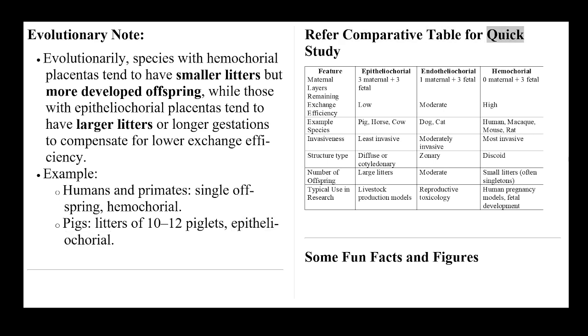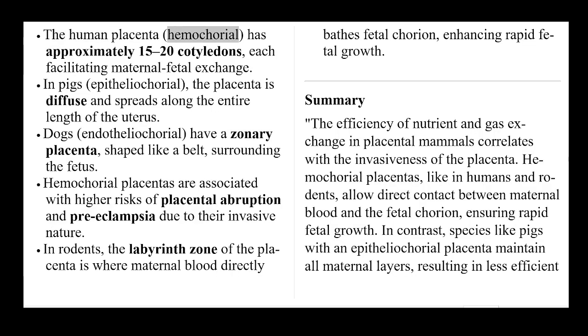Refer to the comparative table for quick study. Some fun facts and figures. The human placenta, hemochorial, has approximately 15 to 20 cotyledons, each facilitating maternal-fetal exchange. In pigs, epitheliachorial, the placenta is diffuse and spreads along the entire length of the uterus. Dogs, endotheliachorial, have a zonary placenta, shaped like a belt, surrounding the fetus.